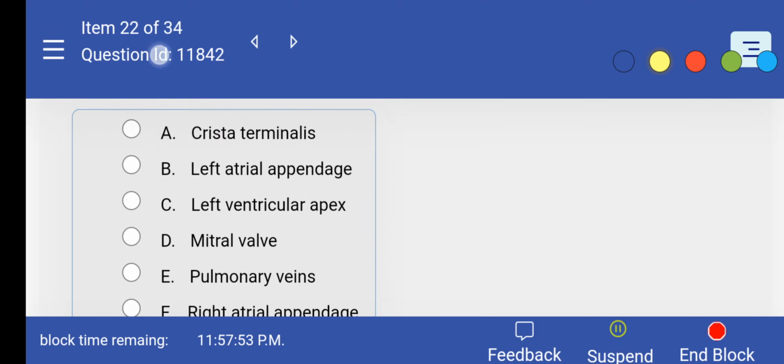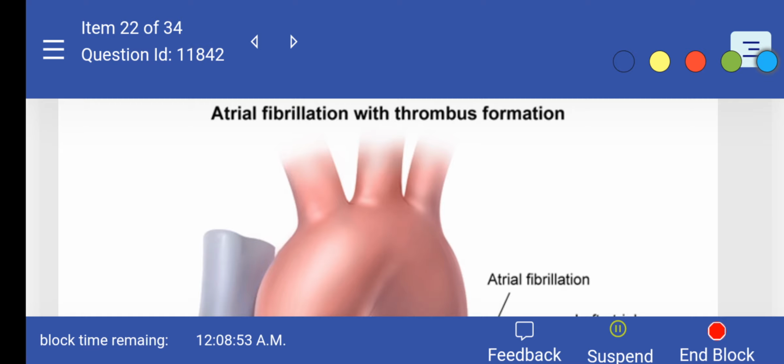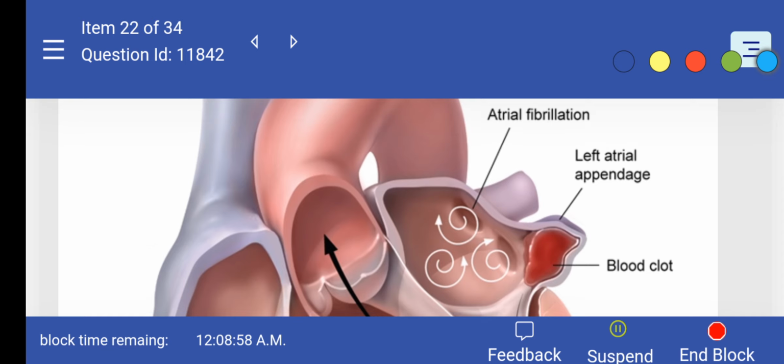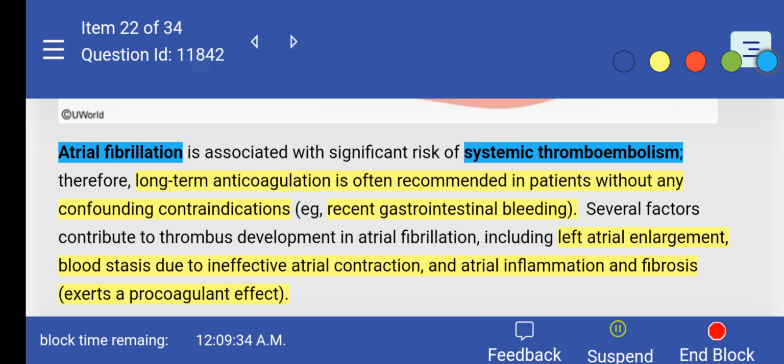So the correct answer for this question is left atrial appendage. Let us see the explanation. So, atrial fibrillation with thrombus formation. Here, let's say the process of atrial fibrillation is going on, and this one over here is the left atrial appendage, and over here there is a blood clot. And over here we can see this one is the right ventricle, and this one is the right atrial appendage.